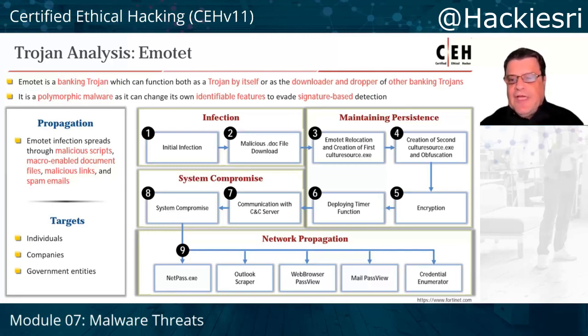Once this is attained, we have encryption taking place and deploying timer functions. Next, we have the stage of system compromise, where communication with the CNC server is attained and the system is successfully compromised. Finally, once this compromise has been achieved, network propagation takes place in several phases. You have the netpass.exe, Outlook scraper, web browser pass view, mail pass view, and credential enumerator, all included in the network propagation.